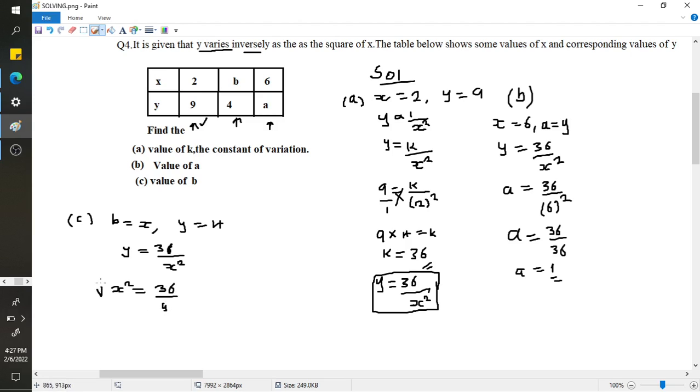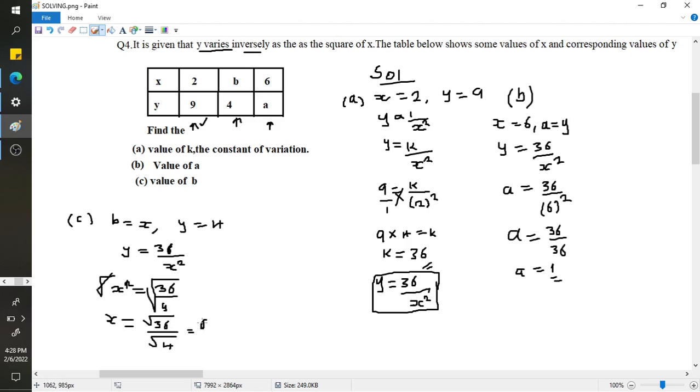Now we can square both sides of the equation, so that we can get rid of the square root, and there we have x is equal to the square root of 36 divided by the square root of y. But what is y? Y is 4, right? Okay, so what is the square root of 36?